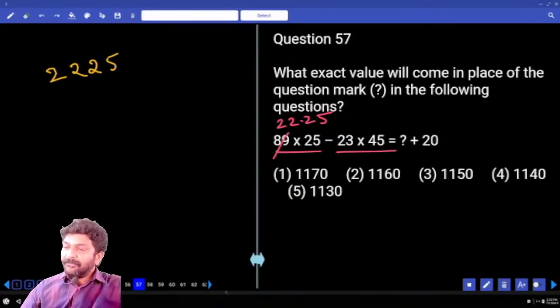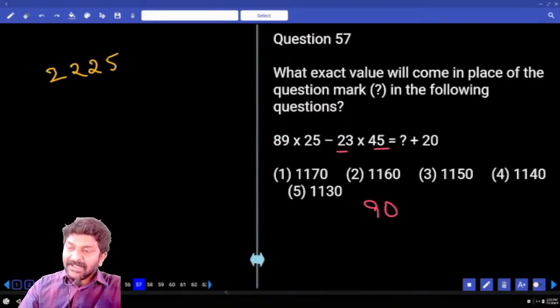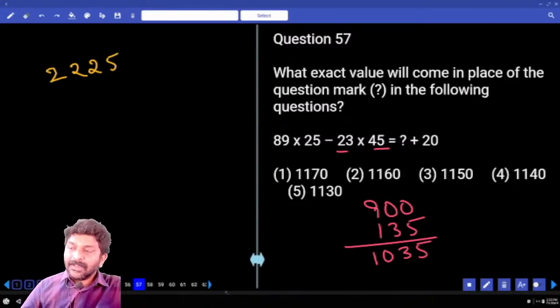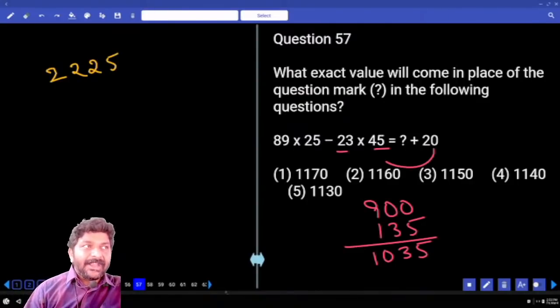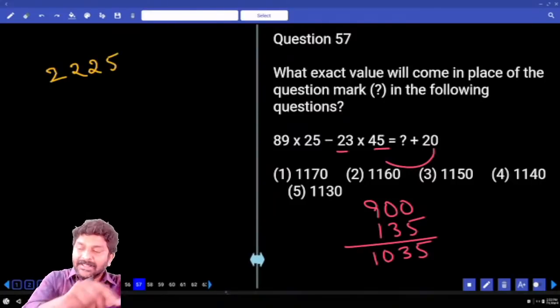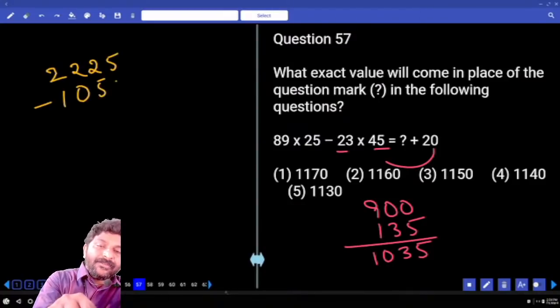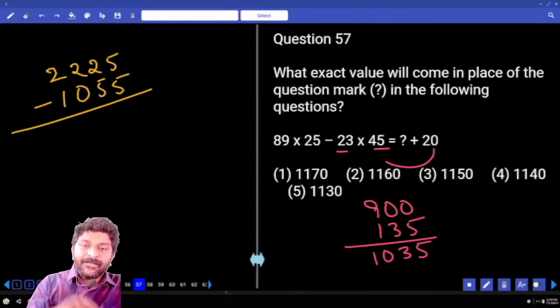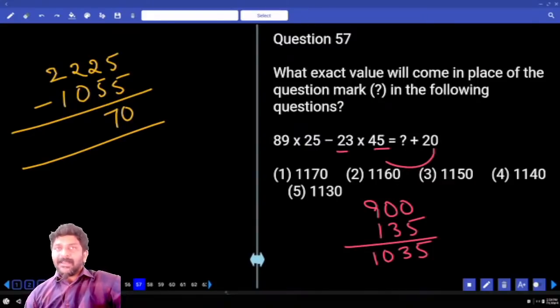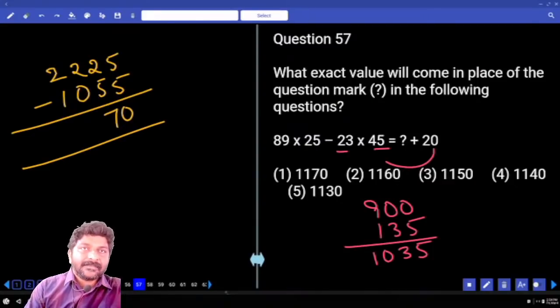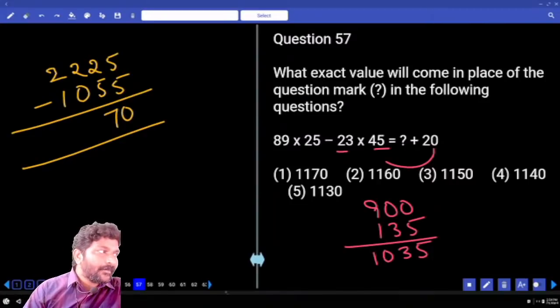And negative times of this number, 23 into 45. 45 20 times is 900 only. 45 3 times, 135. Sum of both the numbers is 1035. Is it positive or negative? And right hand side plus 20 comes to left hand side. That becomes negative also. So total negative numbers 1035 and 20, that is 1055. If you subtract 55 from 25, last 2 digits I am talking, answer must end with 70 only, and there is only one. Followed.